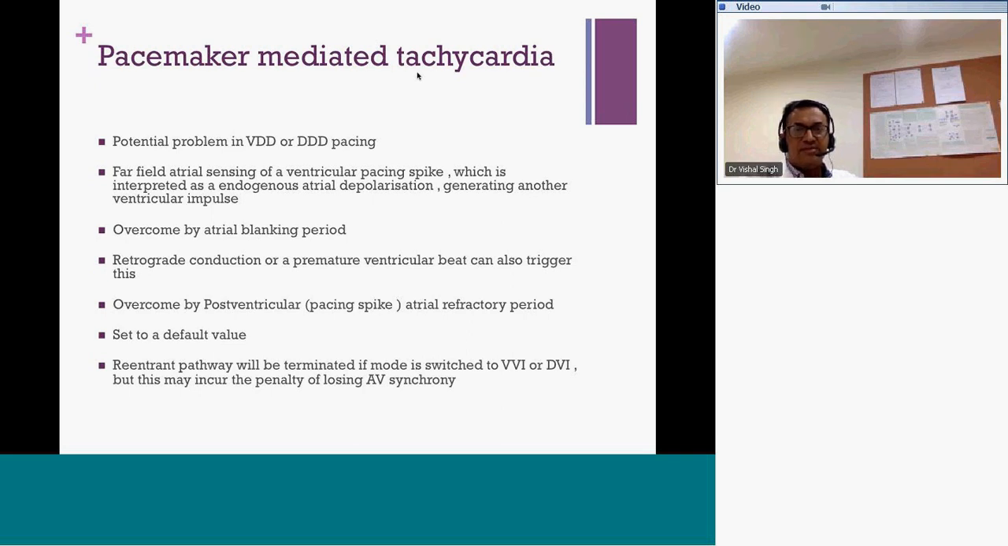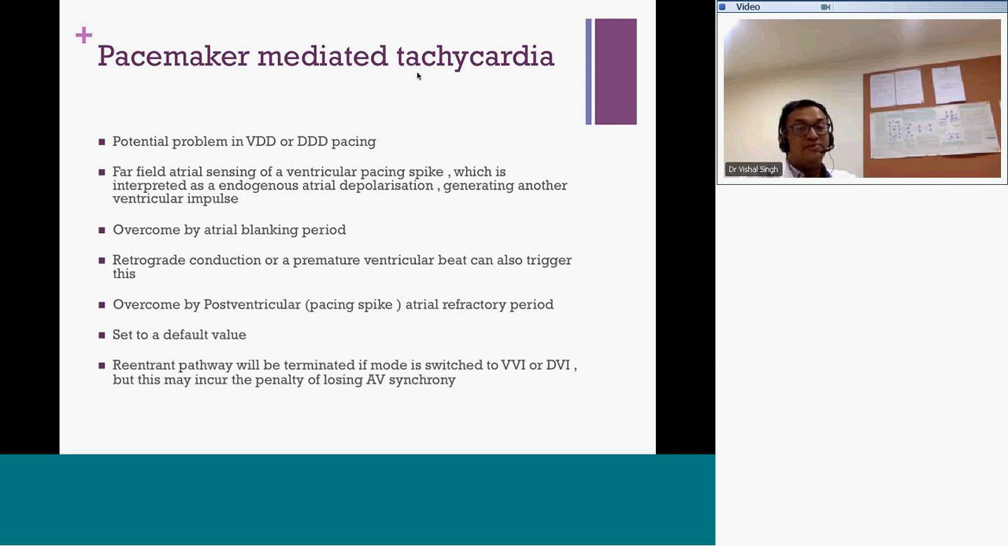Remember, a far field atrial sensing or ventricular pacing spike is interpreted as an endogenous atrial depolarization, generating another ventricular impulse. So it automatically activates the atria, leading to another cycle immediately, and the rate goes very high. So remember, if you are setting to a default value, that will automatically take care of it. Sometimes you may have to adjust it, involve the electrophysiologist. The re-entrant pathway will be terminated if the mode is switched to VVI or DVI, but this may incur the penalty of losing AV synchrony.